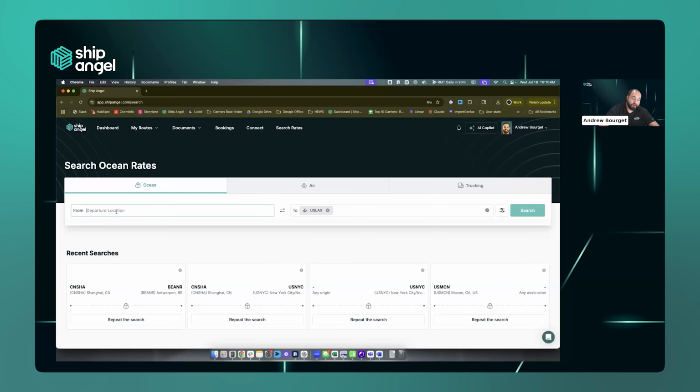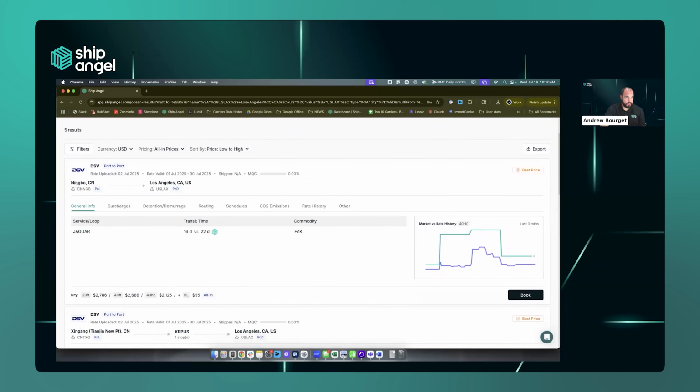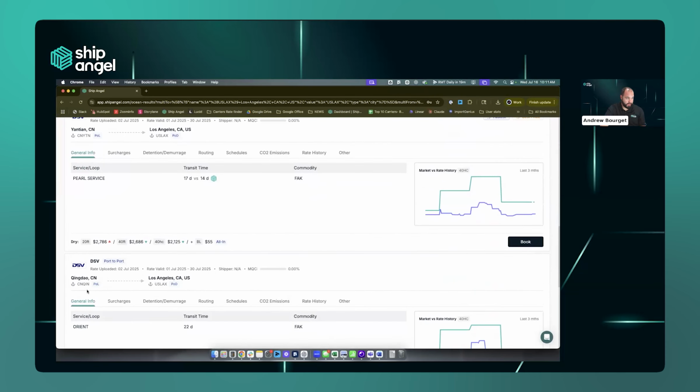If I didn't know where in China I was going to source something, I could potentially leave this from section blank, or I could simply say China. And this is going to give me all my rates from China to LAX. And so when I do the search, I'm going to get multiple results. I got some Ningbo, I got some Tianjin, Yantian. I got a whole bunch of rates.